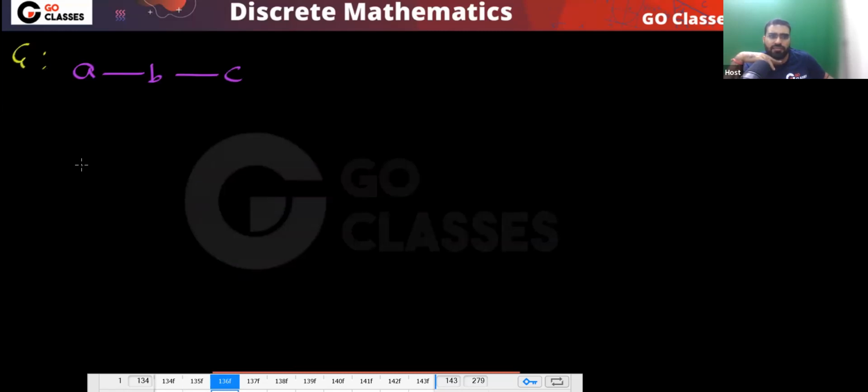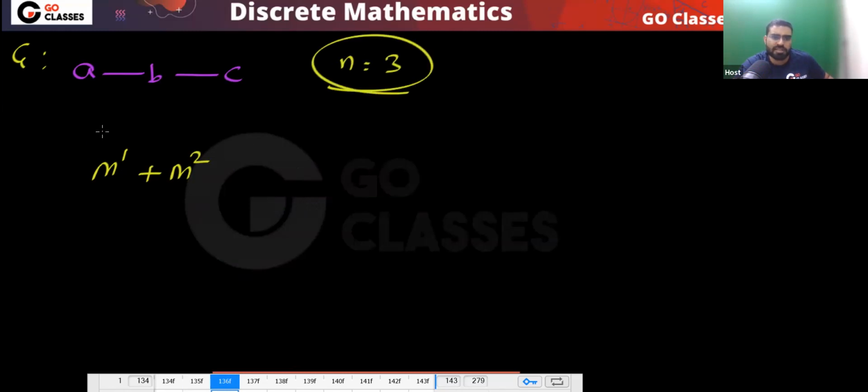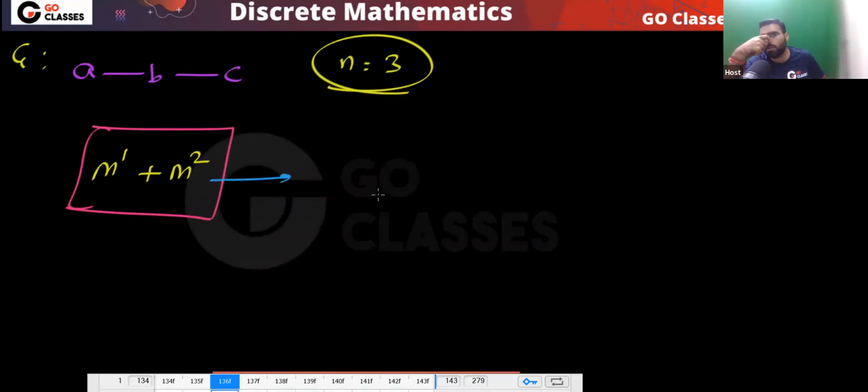Consider this graph. A simple question I'm asking: calculate M power 1 plus M power 2, because n is equal to 3. Now you tell me, in this one, how will the diagonal entries be 0? What will be the diagonal entries?